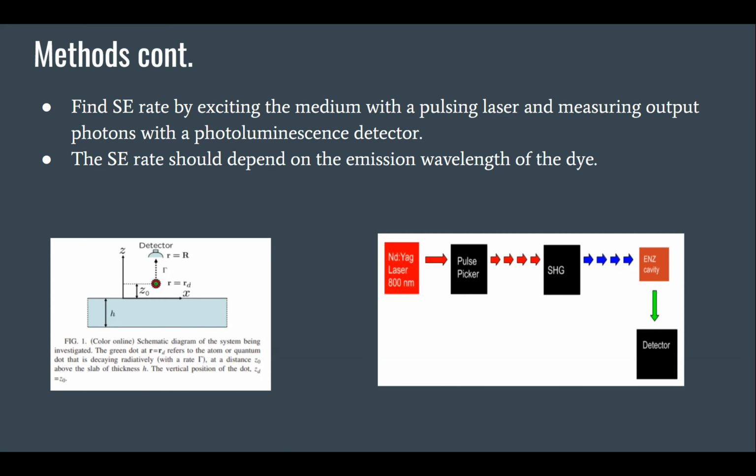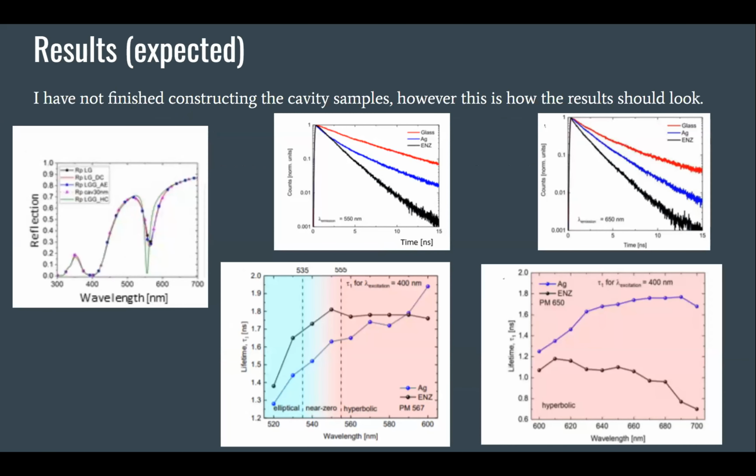Depending on the emission wavelength of the dye, the spontaneous emission rate should be different as we go from elliptic dispersion, to the ENZ regime, and then the hyperbolic regime. Like I was saying, the deposition step is the hardest thing. I have not finished creating the cavity samples due to time restrictions and mechanical errors, and so I'm still working on that. However, these are the results from Ted's presentation, just to show you what I'm expecting.